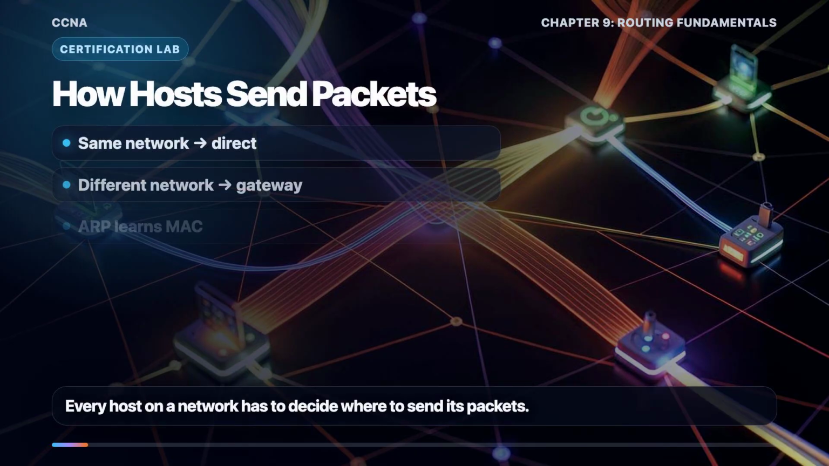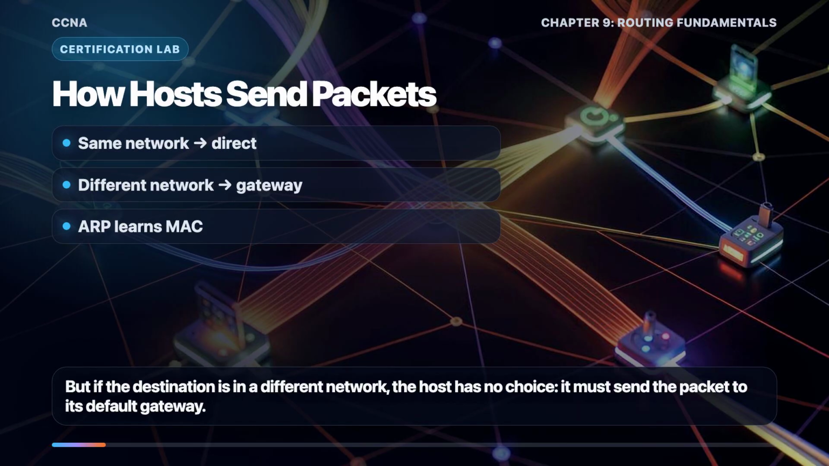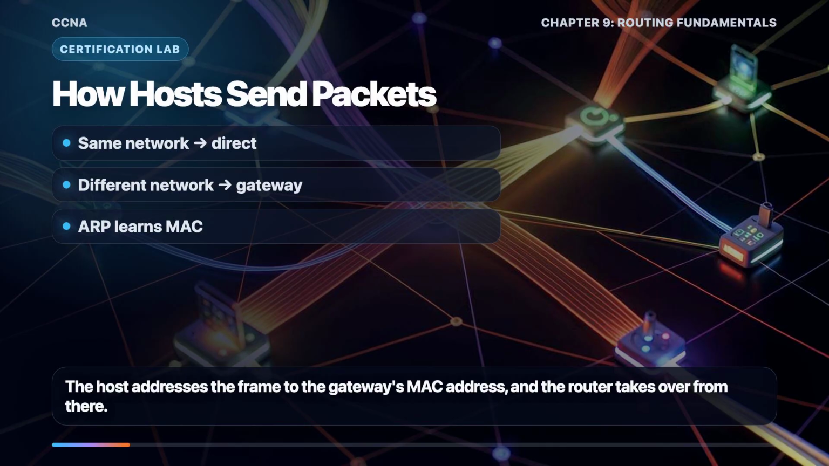Every host on a network has to decide where to send its packets. If the destination is in the same network, the host sends the packet directly, no router needed. But if the destination is in a different network, the host has no choice. It must send the packet to its default gateway. That's the router that connects to other networks. The host addresses the frame to the gateway's MAC address, and the router takes over from there.